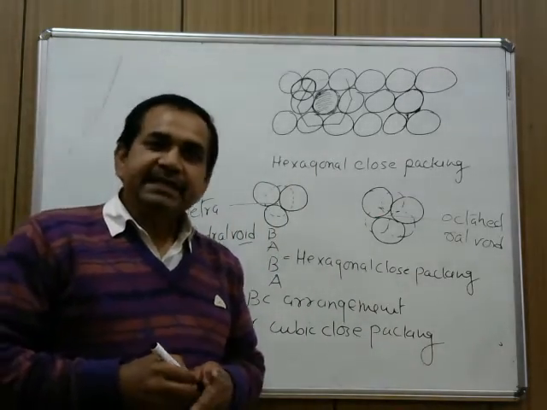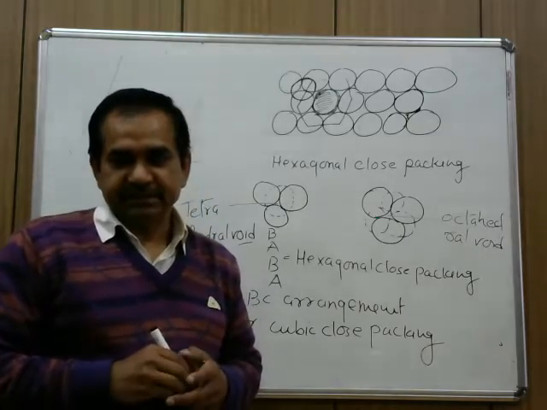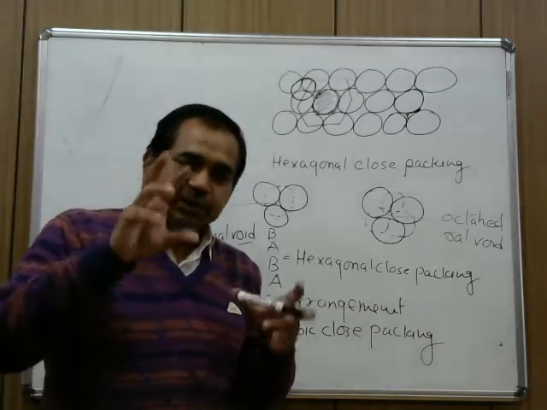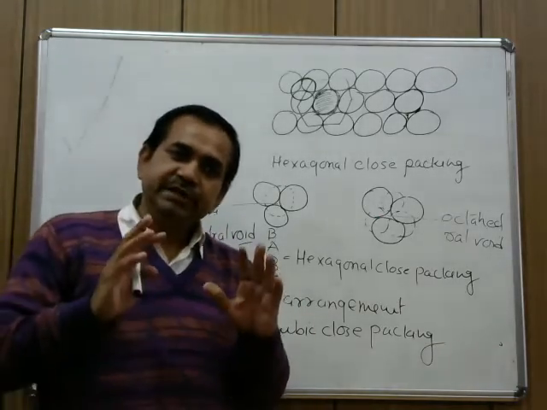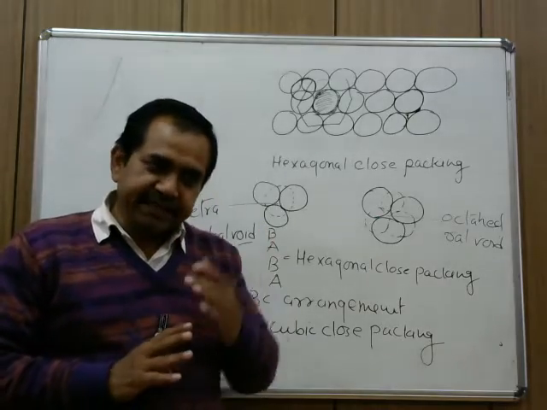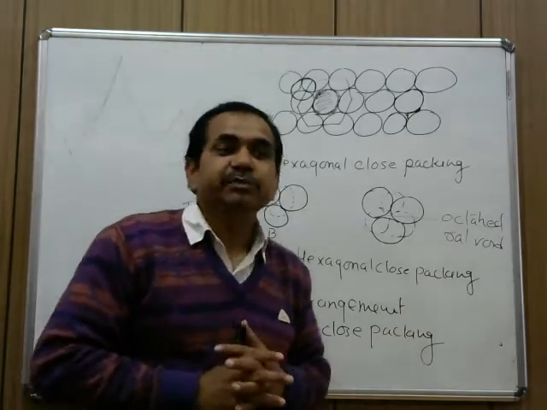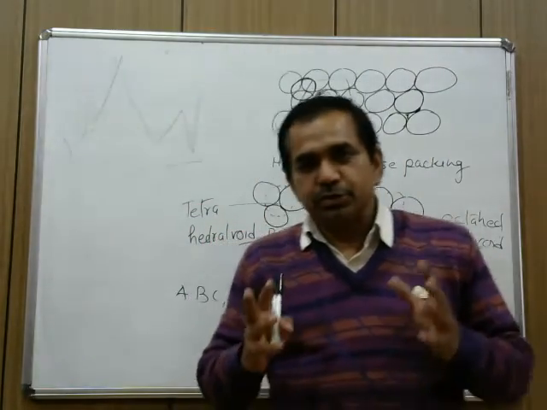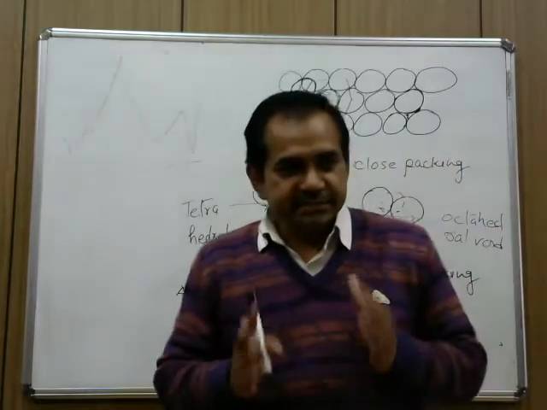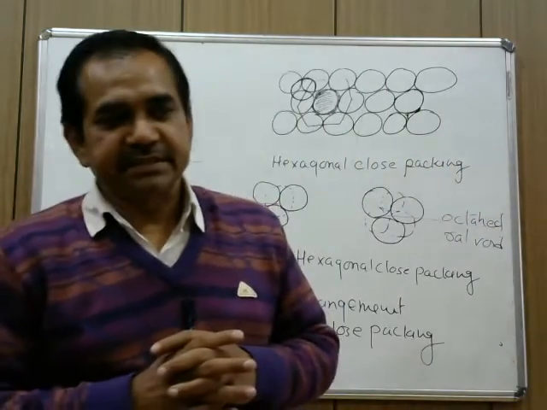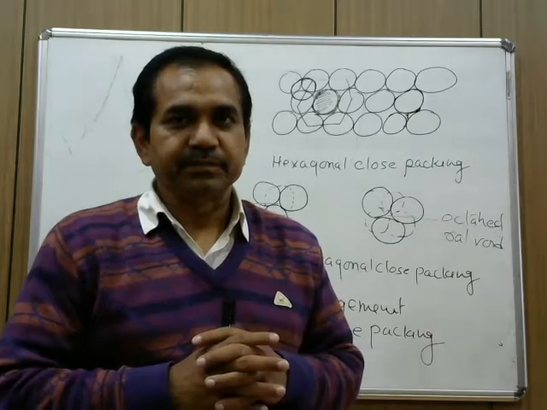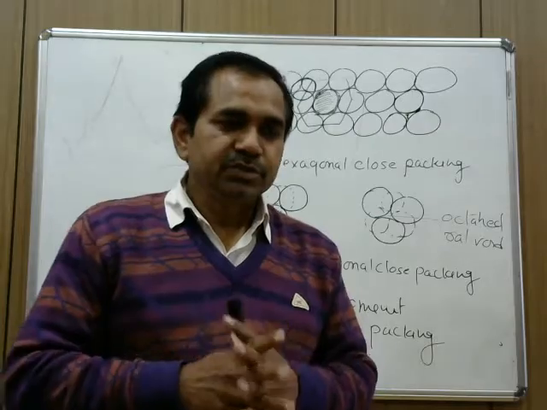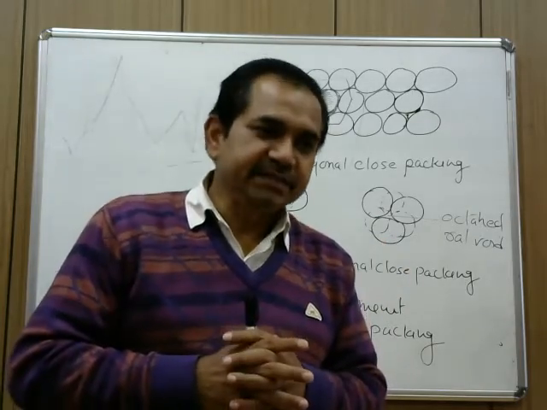And both of these packings are highly efficient. Almost 74% of the available space is occupied by the spheres. Only 26% is vacant, while in the case of the simple cubic lattice, which is obtained by square close two-dimensional packing, this efficiency is only 52%. Let me summarize it once again so that you can properly understand this.